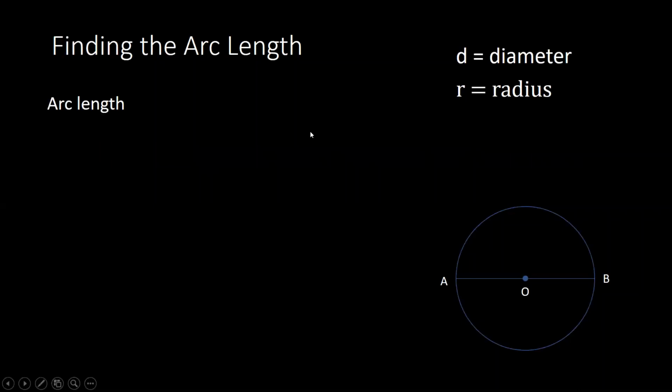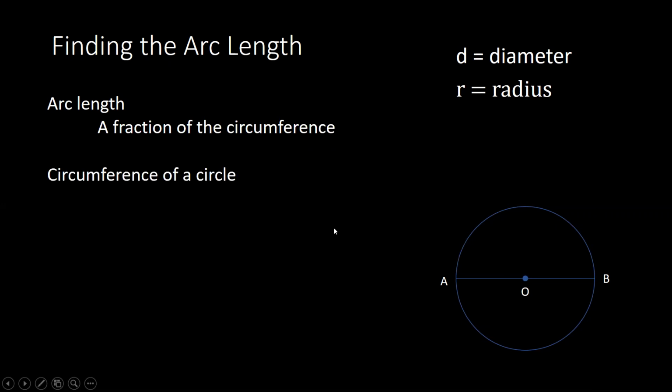The arc length is a proportion of the circle. As you can see, the definition says a fraction of a circumference. So that means if I can solve how long this circle is, then a proportion of the circle will be my arc length. The circumference formula is C equals pi D. Pi is 3.14, and D is for diameter. The arc length will be a proportion.